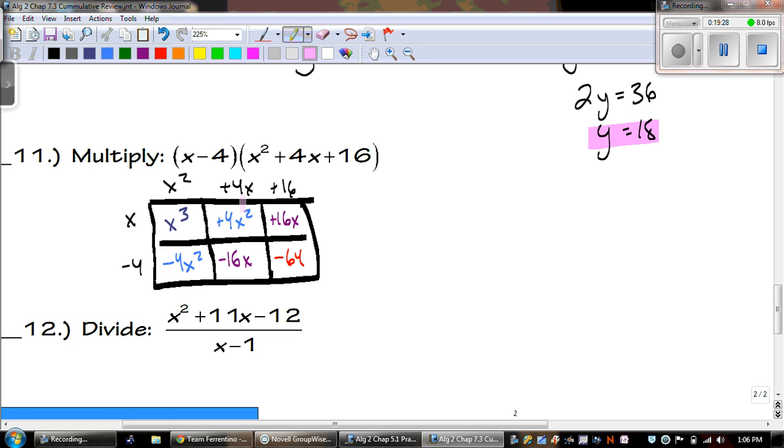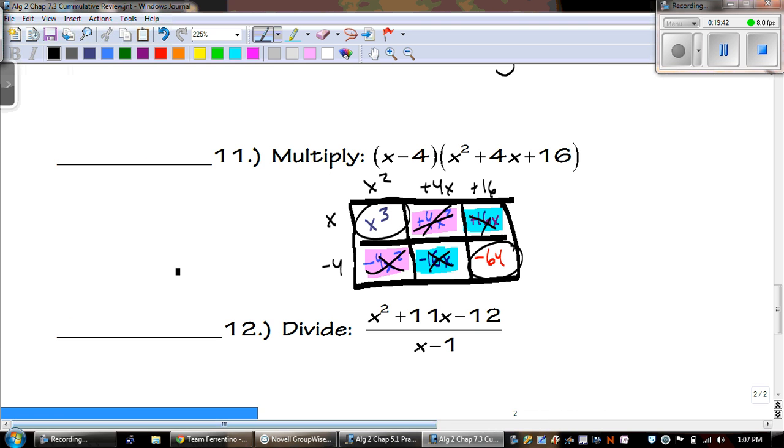Okay, let's go ahead and combine our like terms. And when we combine our like terms, don't they all cancel? Yeah, and we're only left with x cubed minus 64.